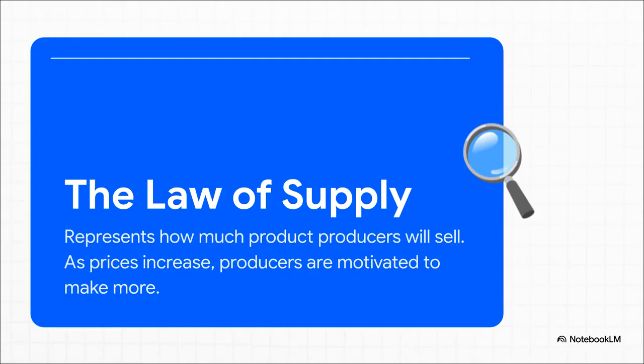Let's start with supply. This is all about the producers, the people making and selling the stuff. The rule here is actually pretty simple. The higher the price you can get for something, the more of it you're going to want to make. I mean, it makes sense, right? If the price of coffee suddenly skyrockets, you can bet a lot more people are going to start growing coffee beans. It's all about that incentive.